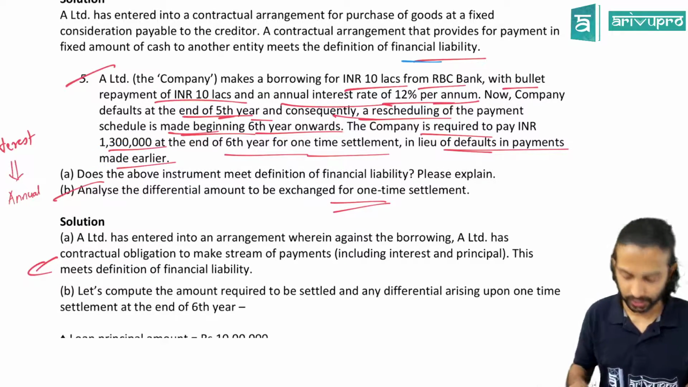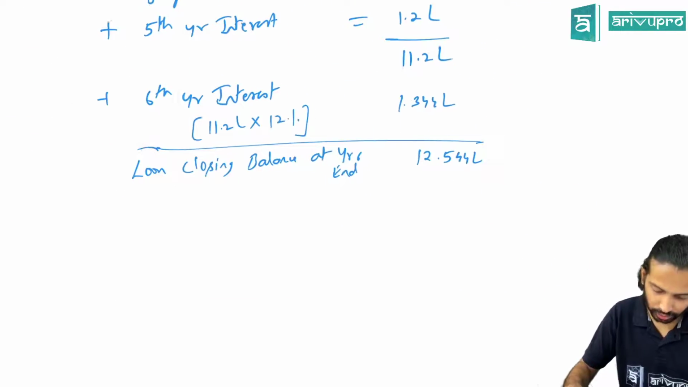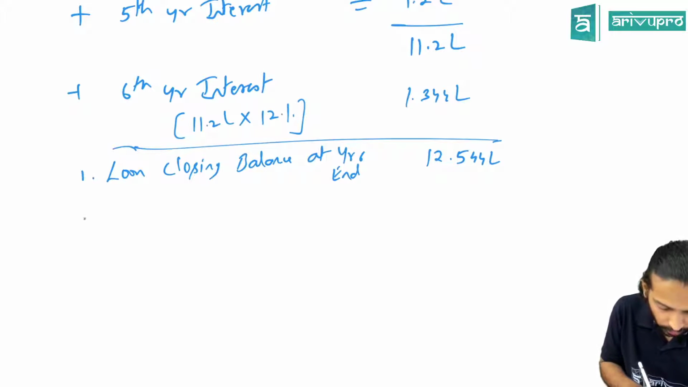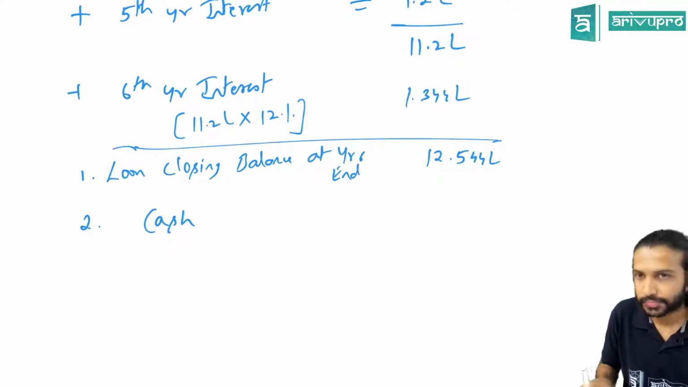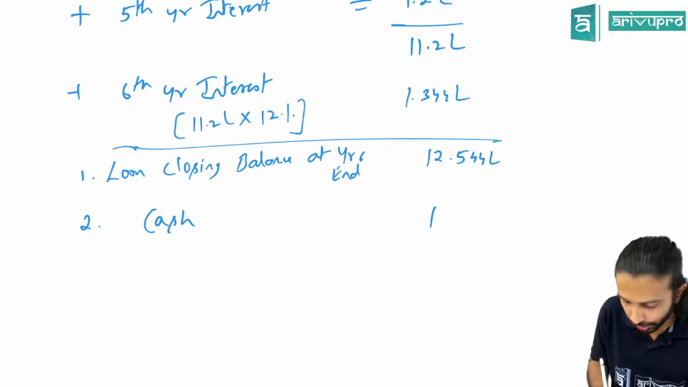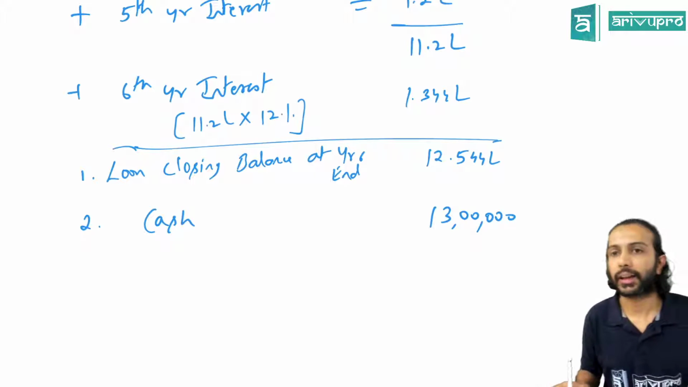Correct? Yes, sir. Okay, check now, sir. Check the board. I'll call this 1, I'll call this 2. That means you have to pay cash, no? Cash or check or something you have to give. How much? 13 lakh, correct?